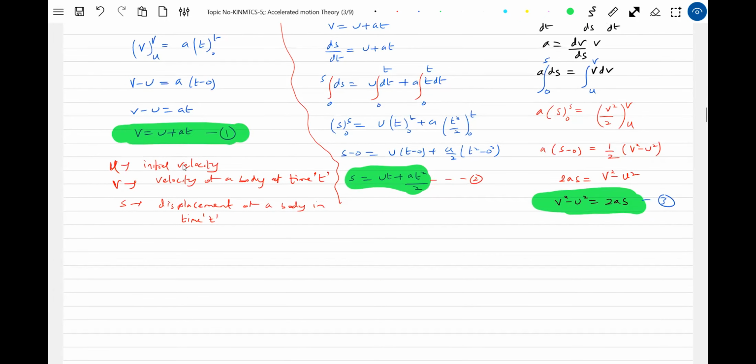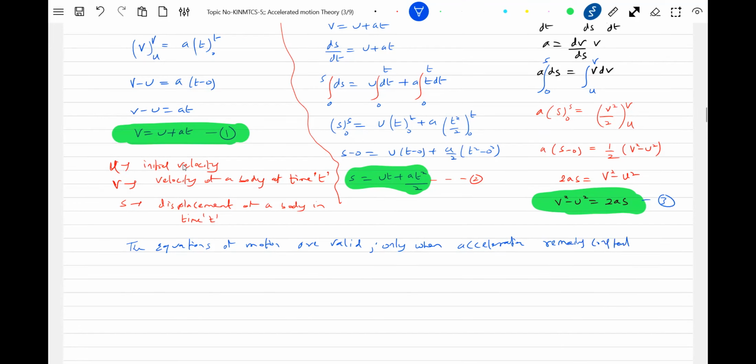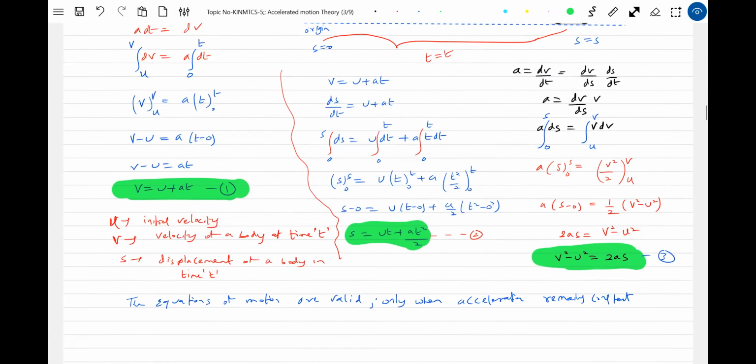So the equations of motion are valid only when acceleration remains constant. It is a strict condition, because these equations are derived only when the acceleration remains constant. You can see that we brought that a outside the integration. Only if acceleration is constant do we end up with equations of this kind. This is for accelerated motion. What happens if there is a retardation? I think the same equations apply.